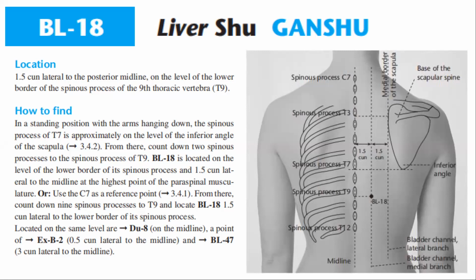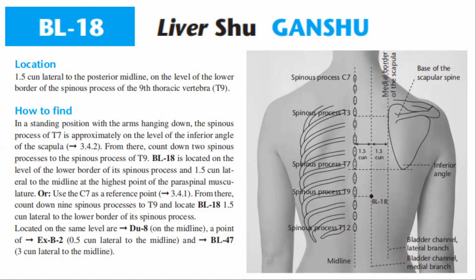How to find? In a standing position with the arms hanging down, the spinous process of T7 is approximately on the level of the inferior angle of the scapula. From there, count down spinous process by spinous process to T9. Bladder 18 is located on the level of the lower border of the spinous process and 1.5 cun lateral to the midline, at the highest point of the paraspinal musculature.